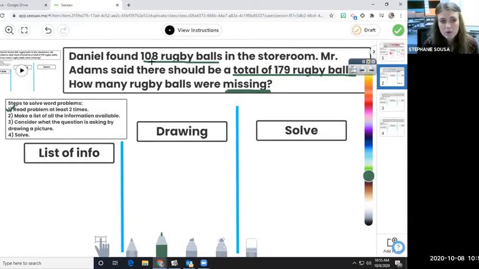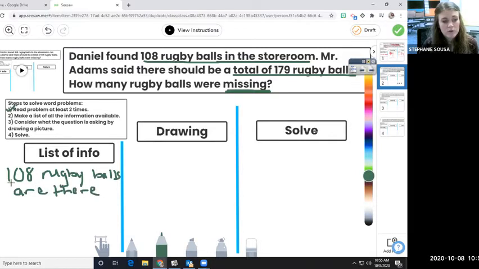Step 2 is to make a list of the information available. What do we know? We know that there are 108 rugby balls in the storeroom. So 108 rugby balls are there. That's the first piece of information we know. I'll give you time to write that.